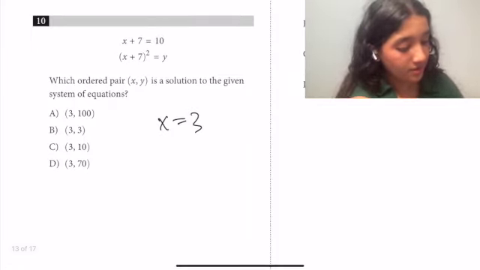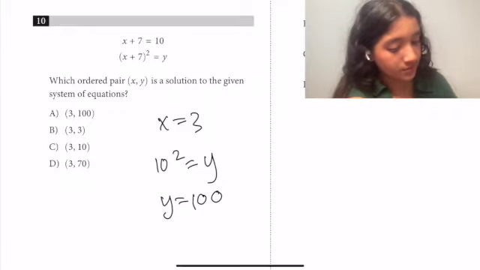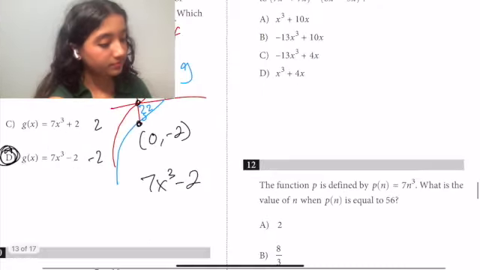So x plus 7, that's 3 plus 7, is 10 squared, is equal to y. That means that y is equal to 100. That's equal to option A.